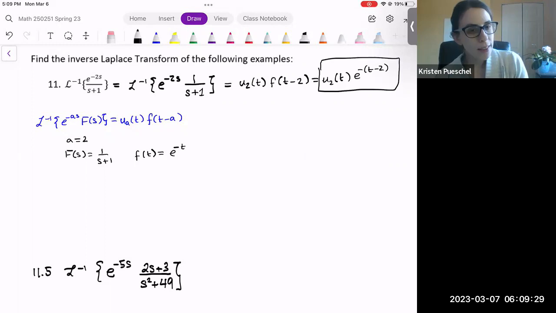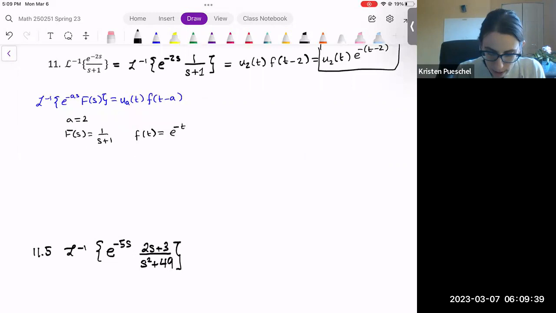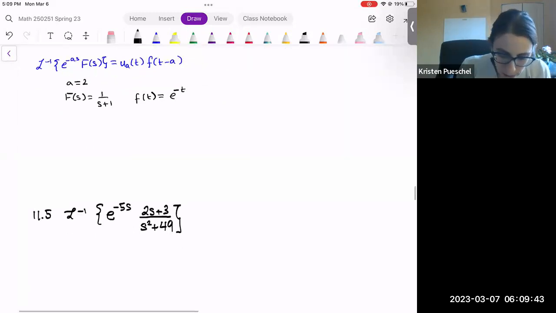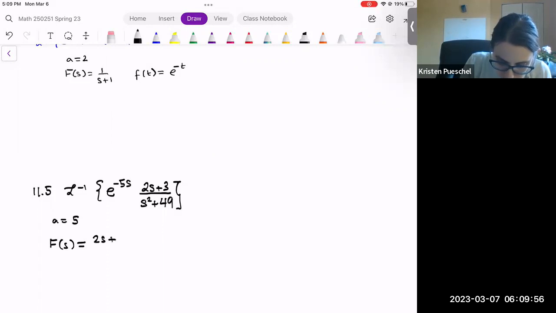Let's take a look at another example. Okay, so here we have the inverse Laplace transform of e to the negative 5s times (2s plus 3) over (s squared plus 49). Okay, we're going to use the same formula. So here our a is equal to 5. Our F of s, whose inverse Laplace transform we're going to be trying to find, is 2s plus 3 over s squared plus 49.